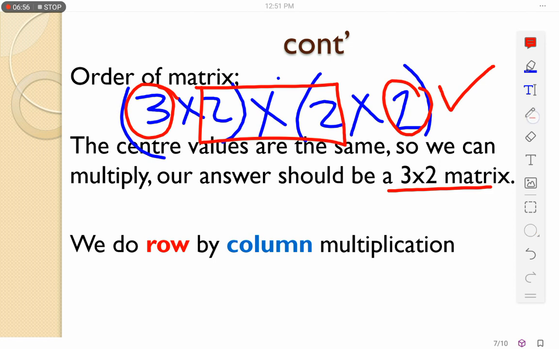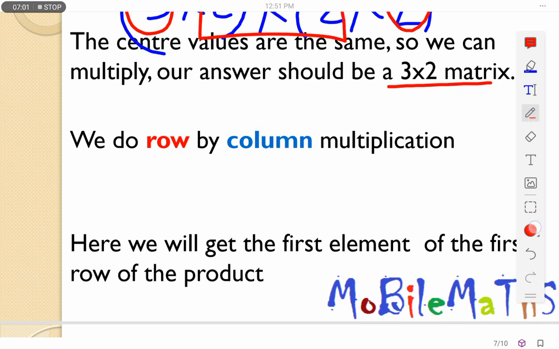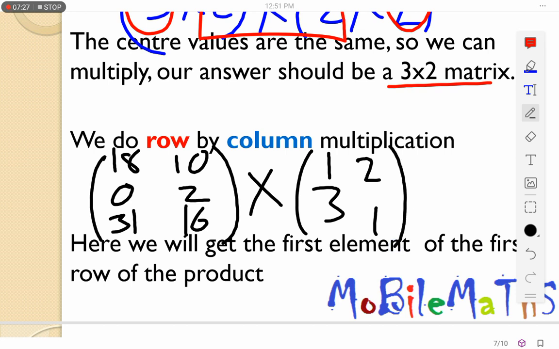Let's look at the previous example that I gave you. Let me write it down there. Okay, so I've got [18, 0, 31; 10, 2, 16] multiplying by [1, 3; 2, 1], like this. And we said it's doable. Now, how do we multiply? What we are going to do in this case is multiply row by column. That's how we are going to do it.